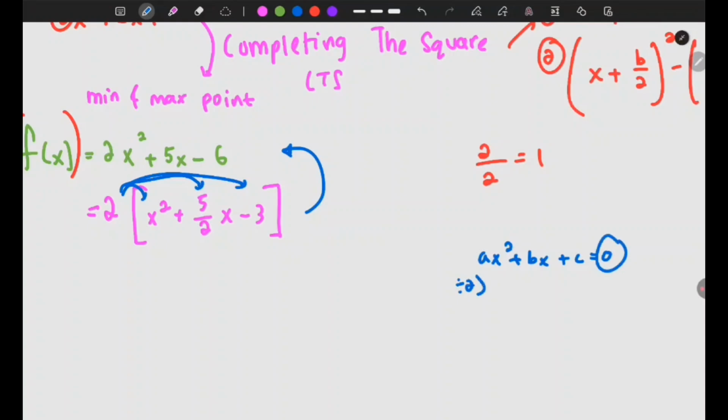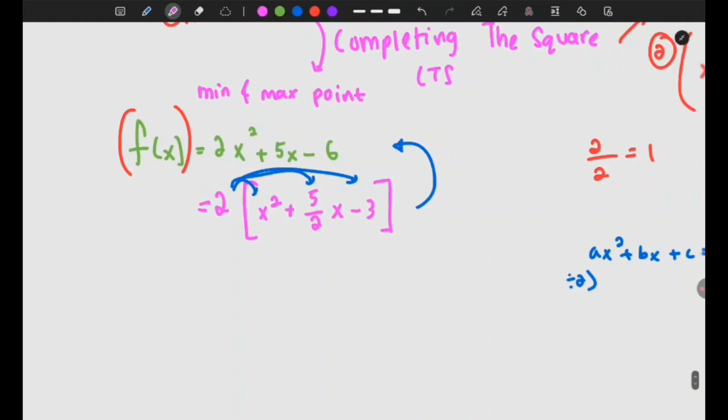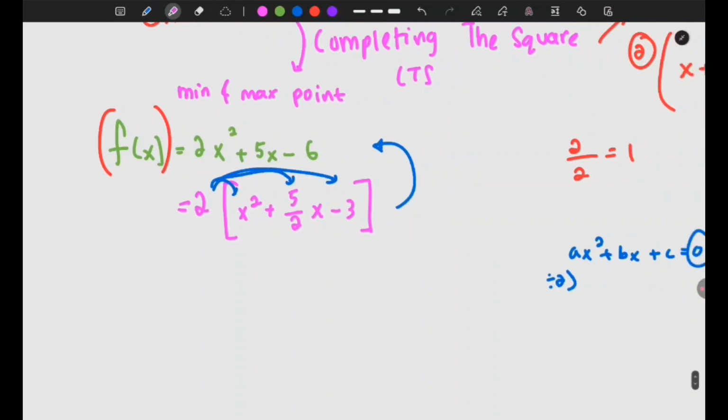It's not equal to 0. It's not a number to divide. It's a function. So you have to factorize. You have no choice. You have to bring the 2 along in every single step. Next thing, after I factorize, somehow I'm still able to make my a equal to 1. You can see here, my a is not 2 anymore, it's just 1.